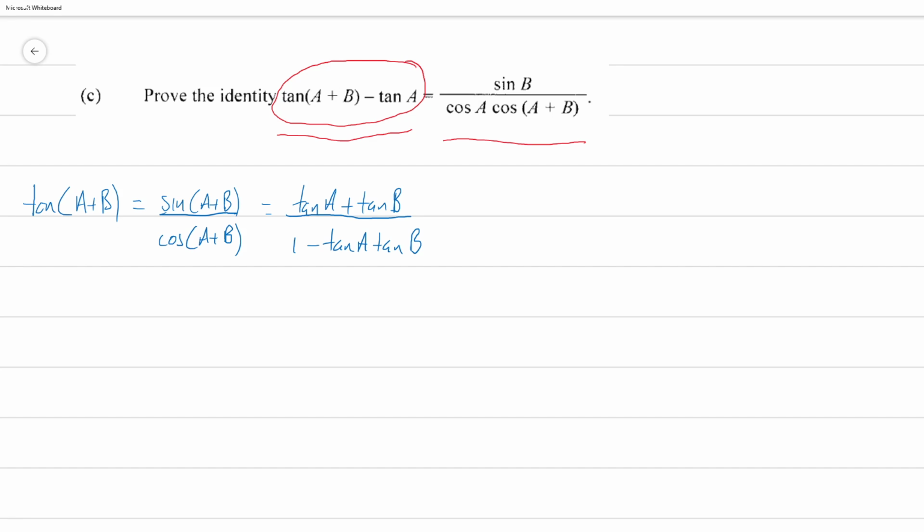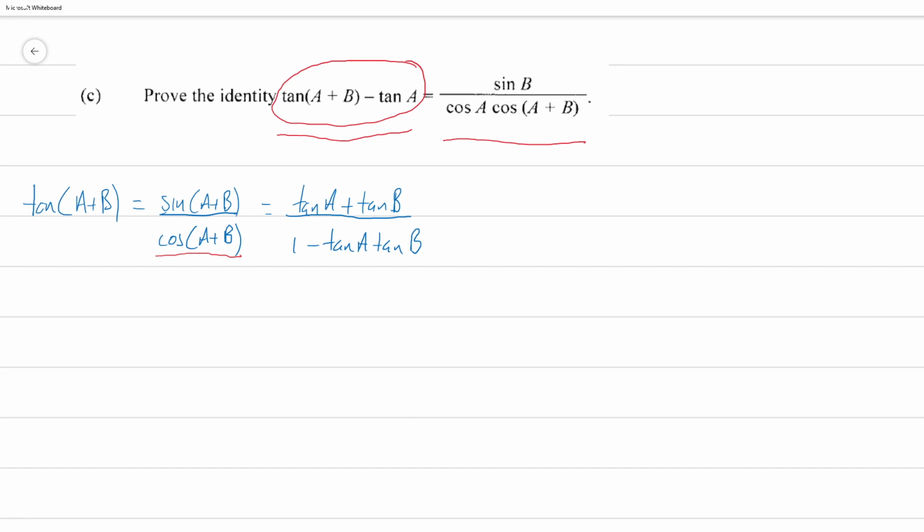Right, so you immediately would want to jump and use this expression to break up tan(a+b) into something simpler. But you must always look at what you have to prove on your right hand side. On my right hand side, I see I have a cos(a+b). When I write tan(a+b) into this expression, I have that cos(a+b) remaining here.